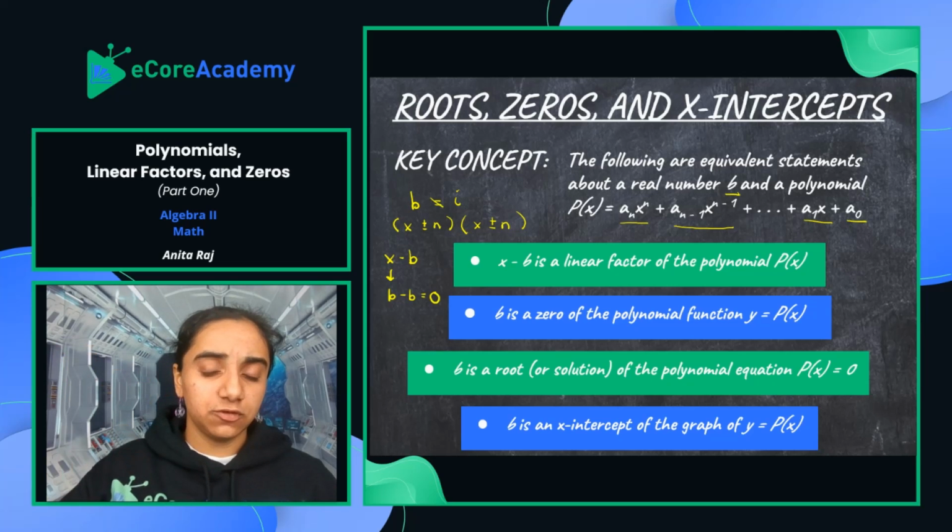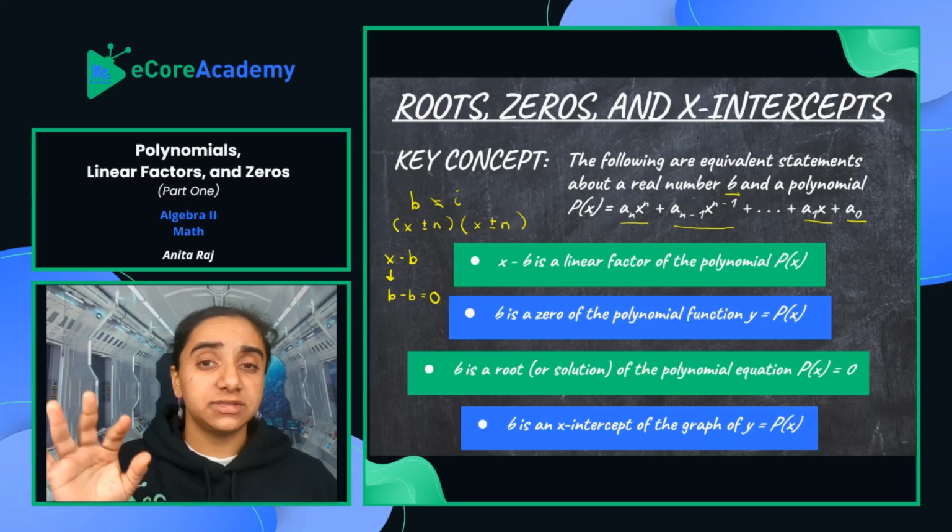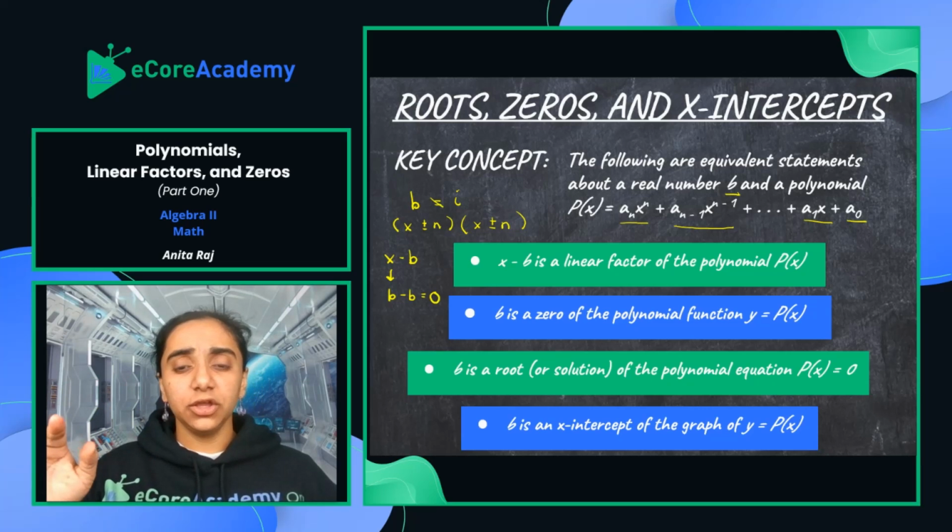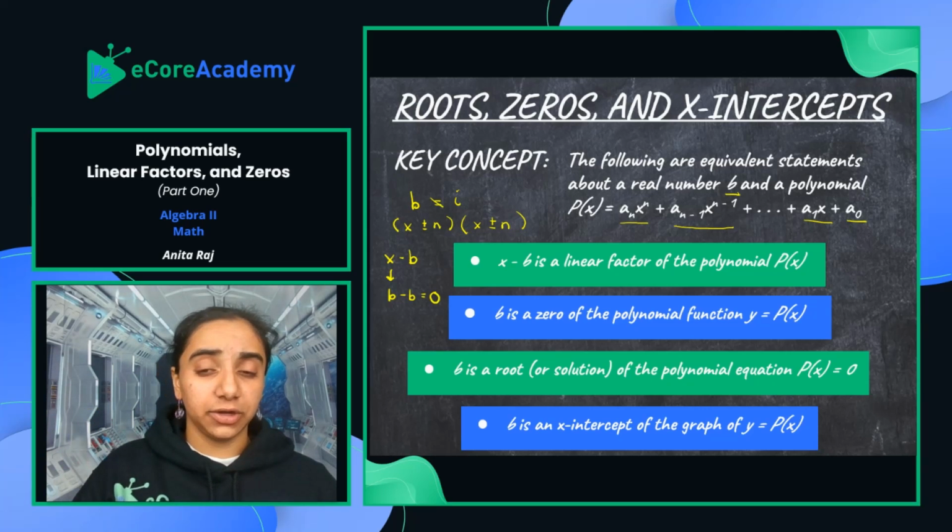So all of these four statements literally mean the same exact thing. Your b, in this case, the real number, is going to be a linear factor. It's going to be a 0. It's going to be a root. It's going to be a solution, and it's going to be an x-intercept of this polynomial p of x. So that's what I want you to take away.